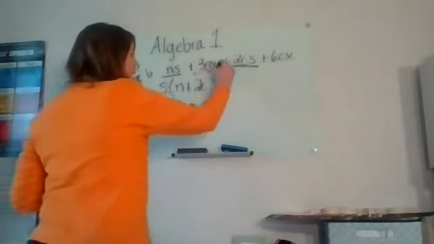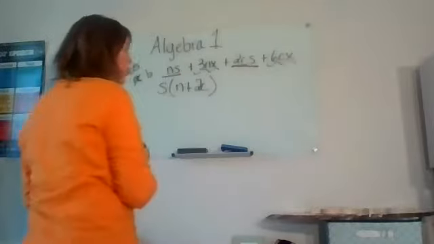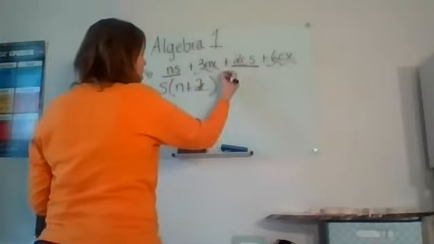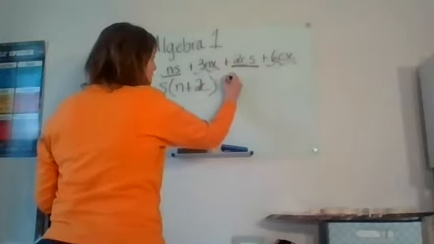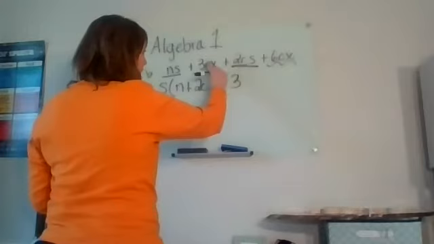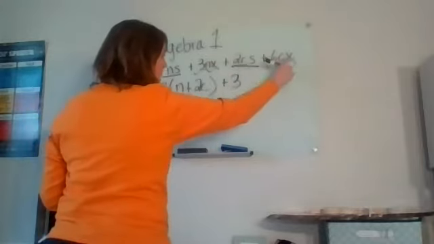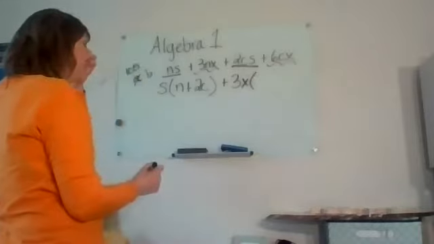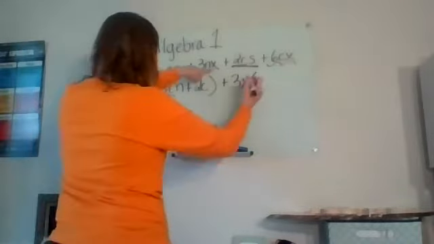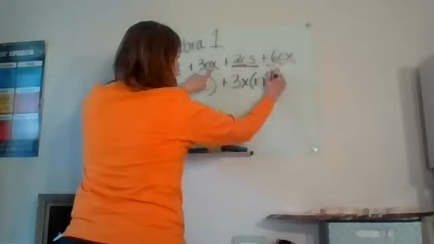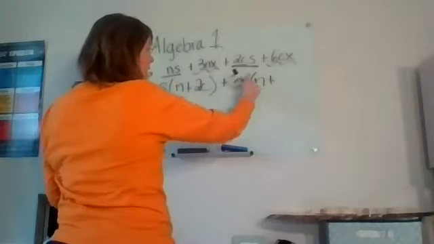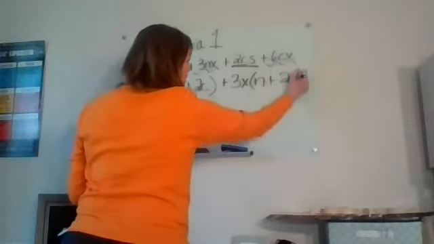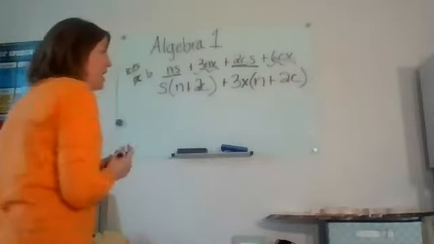Now I'm looking at my second and my fourth term. So what's in common with those two? Well, there's a 3 in common for both. So plus 3, and n and x, c and x, the only thing they share is x. So if I take out a 3x, what does that leave me? N plus, now I took out a 3, so 6 divided by 3 is 2. I took out the x, so that leaves me with c.